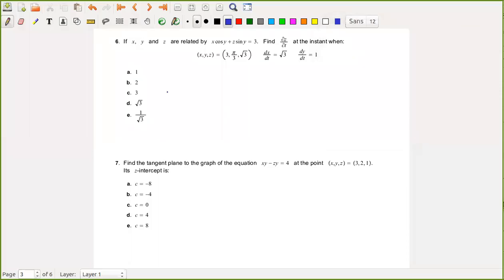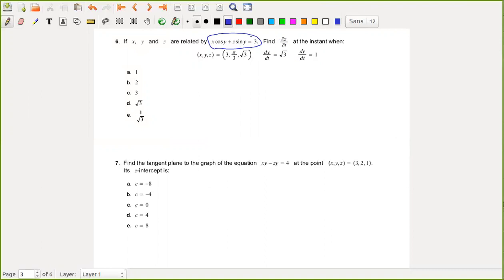Okay, so this problem is going to be similar to problem number 5. Again, we have x, y, and z defined with this relation, and this implicitly gives z as a function of x and y. X and y are functions of t. That's what this is telling us here. It doesn't say it explicitly, but implicitly that's what's going on here.